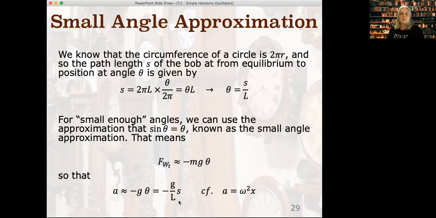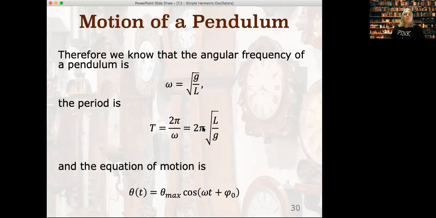Compare that, cf. is just Latin for confer, which means compare, with the acceleration from our mass on a spring, which was negative omega squared x, where x was our linear displacement. Now s is our travel distance along the path of motion of the bob. It's the same format, right? We've got a is equal to something times s versus a is equal to something times x. So that means that our acceleration there can tell us the angular frequency of a pendulum now. We get that the angular frequency of the pendulum is the square root of gravity over the length of the pendulum.